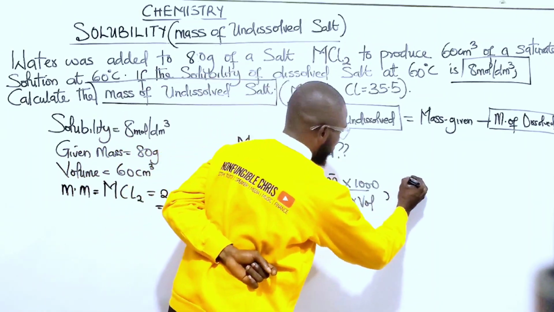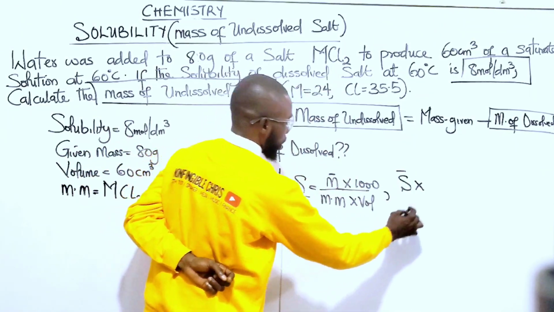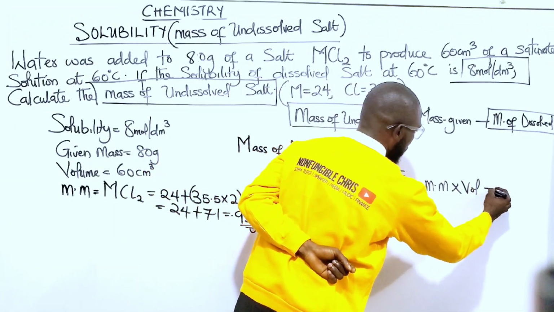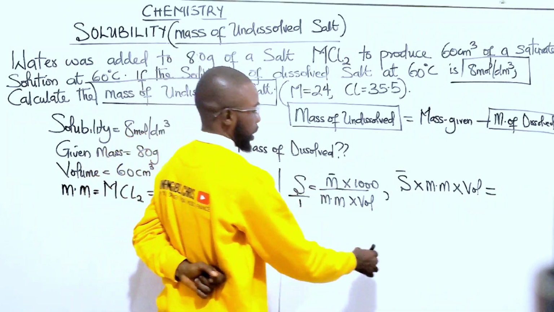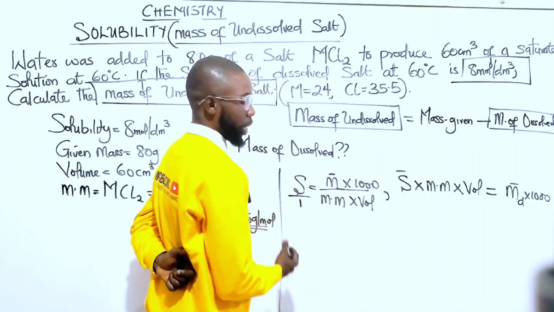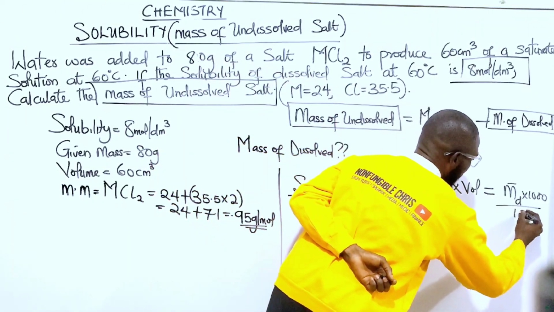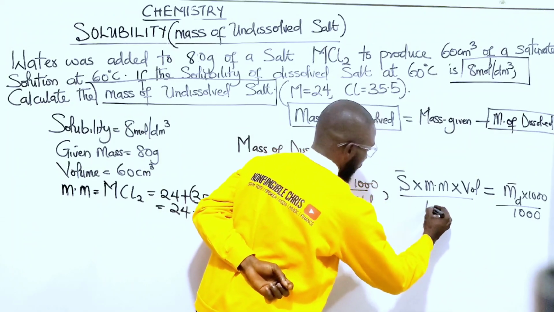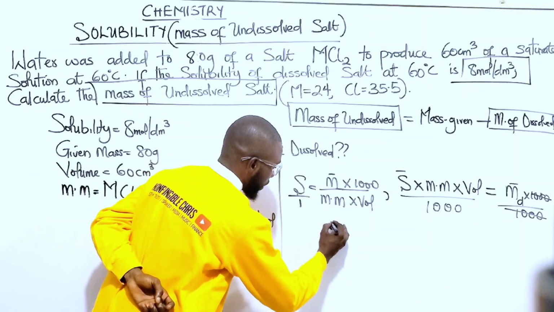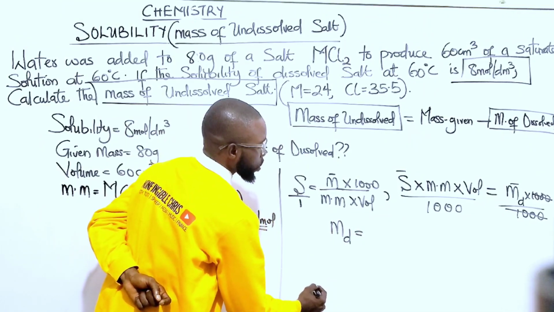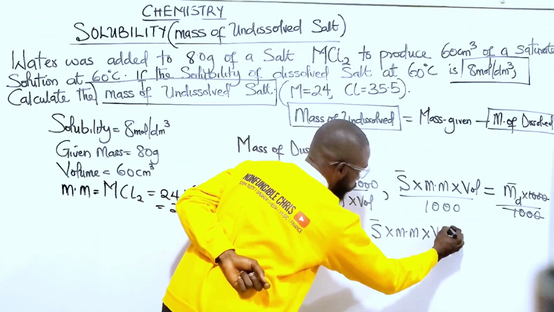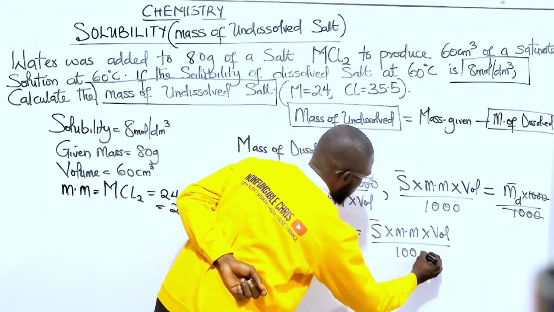By doing that, we're going to have solubility times our molar mass times our volume, equal to the mass of dissolved times 1000. And so what do we do? Like I told you in the previous video, we divide both sides by 1000, so that the 1000 here will take off the 1000 here. Therefore, our mass of dissolved becomes solubility times molar mass times volume over 1000.